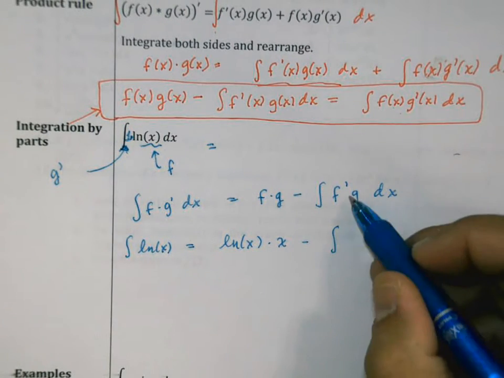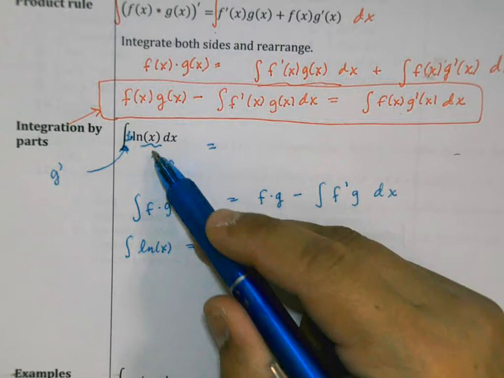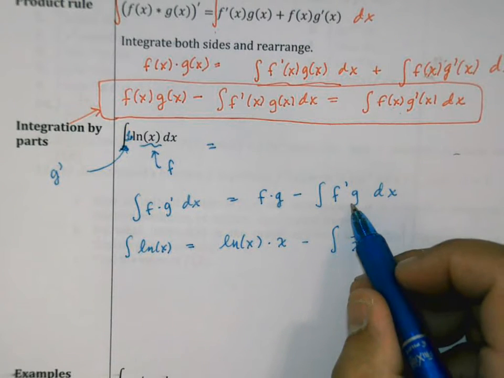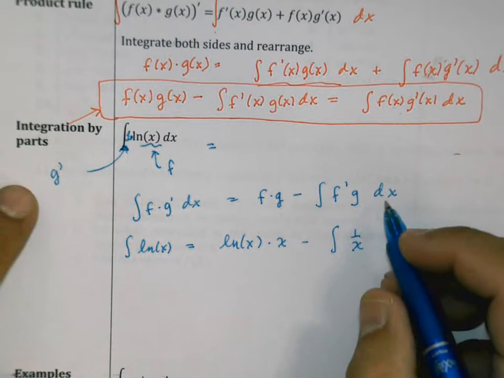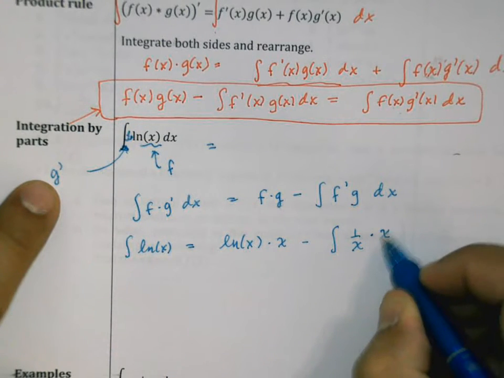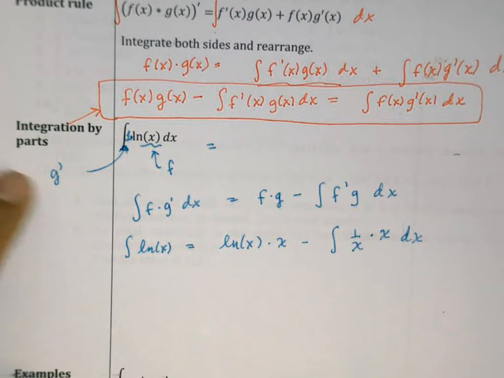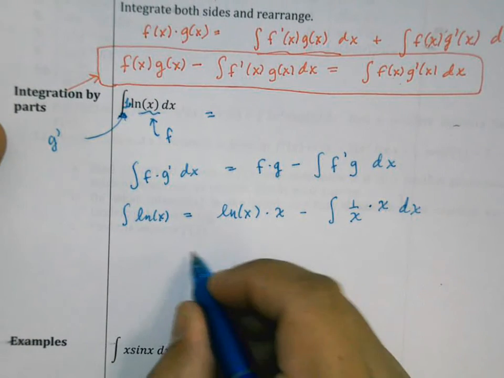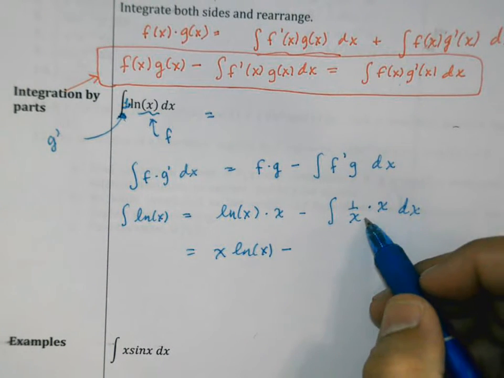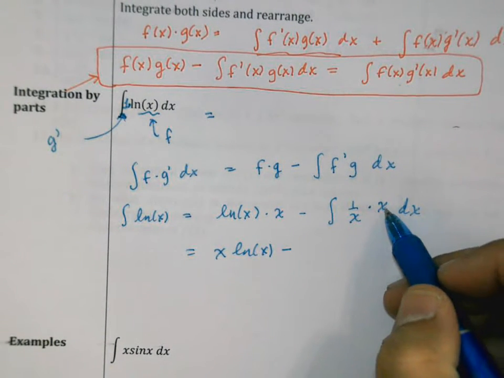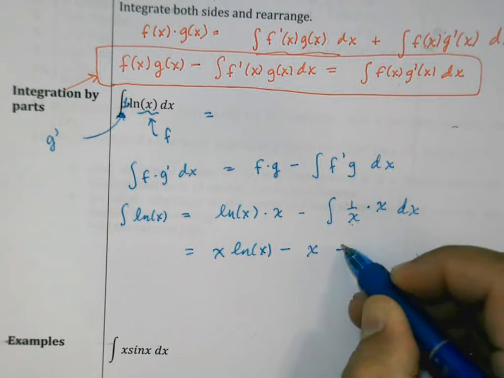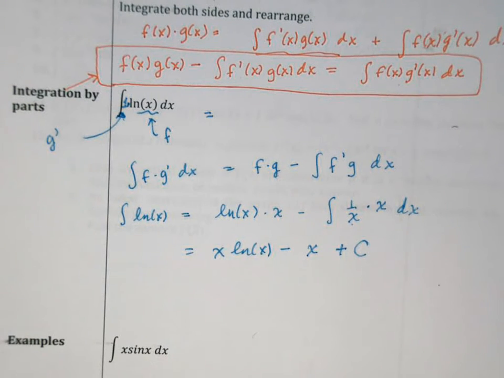minus the integral of f prime. F is the natural log function, so f prime is 1 over x, and g again is the antiderivative of g prime, which is x, dx. Okay. So then this is equal to x natural log x minus, and this integral here is the integral of 1 because you have x over x. So that's just going to be x, plus a constant.